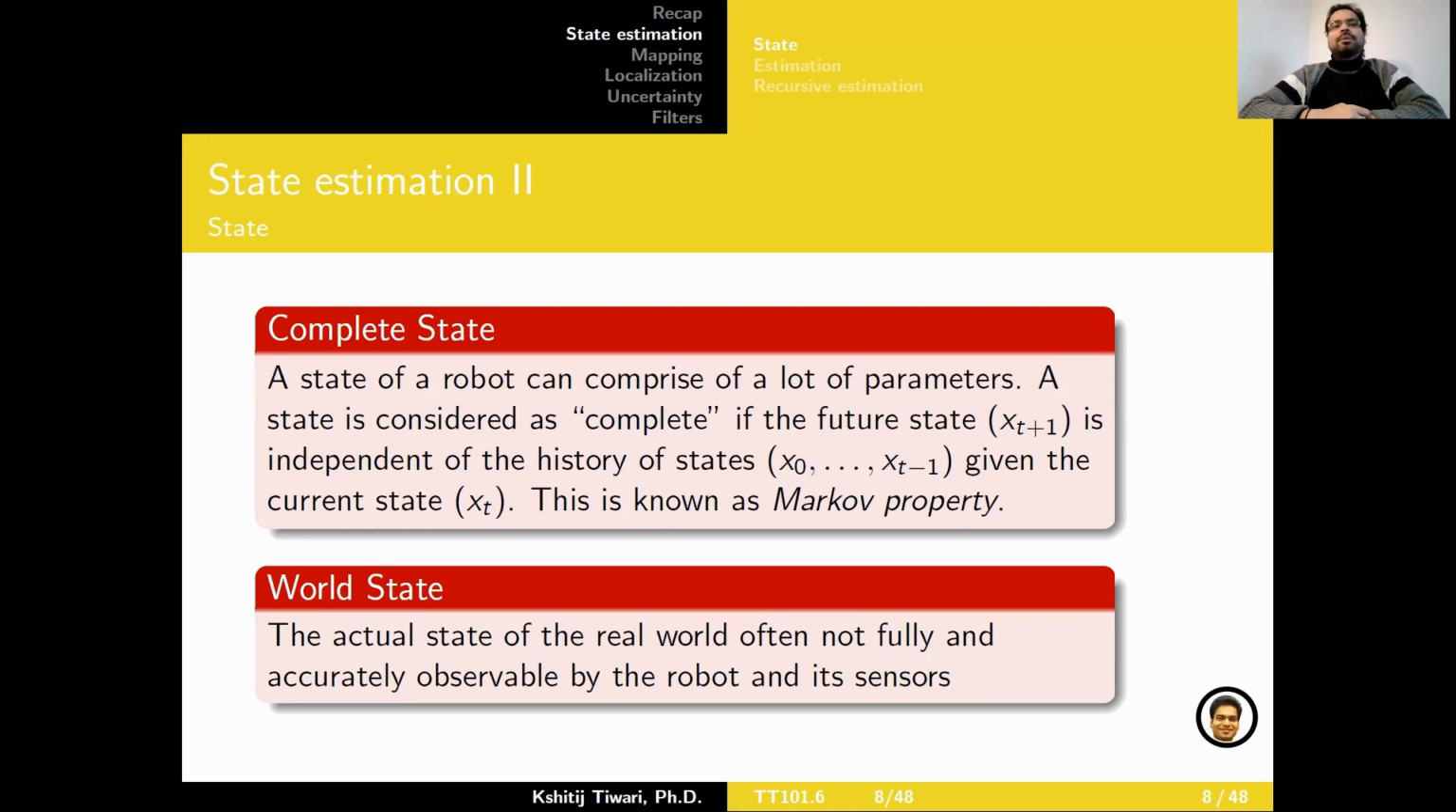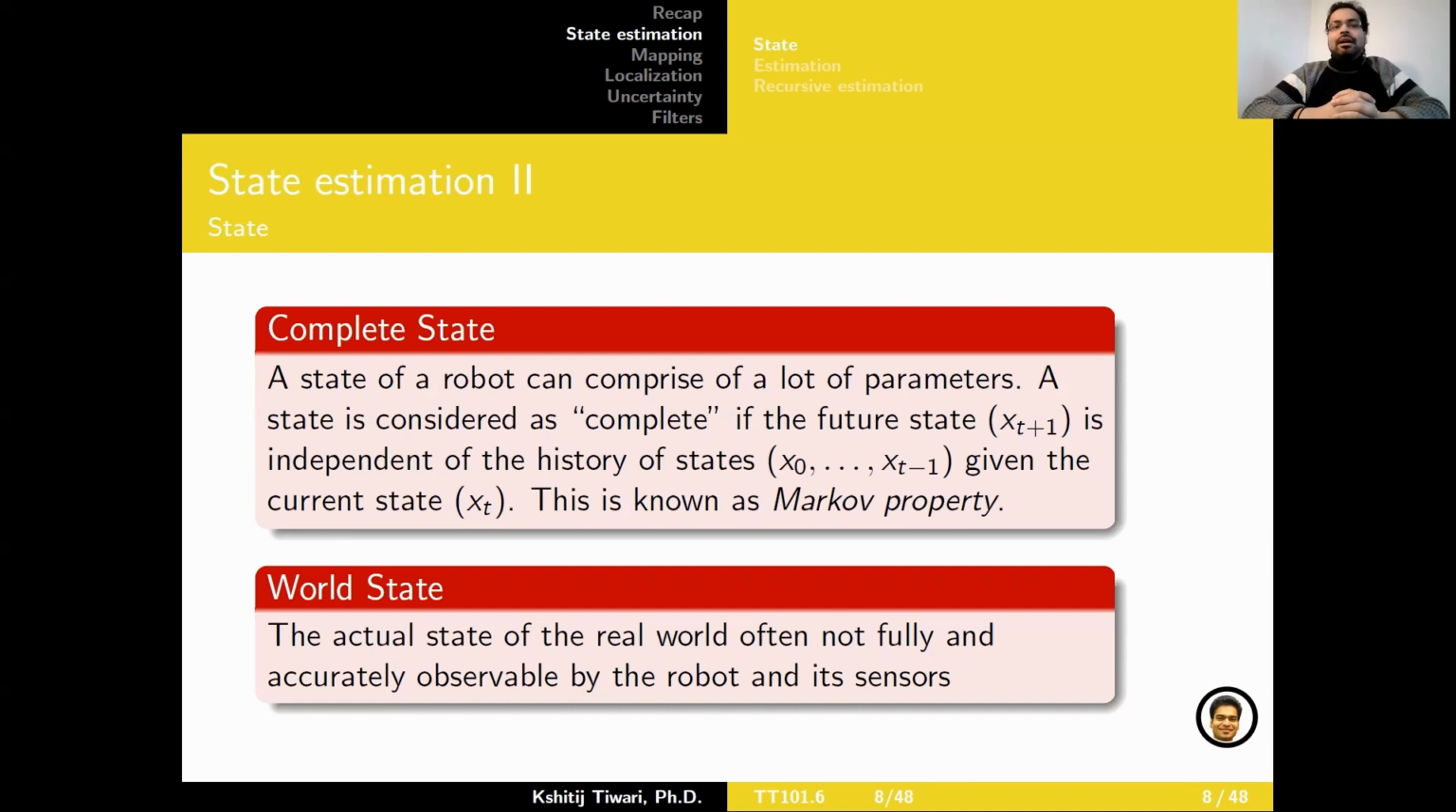So a state is considered to be complete if the future state at a time instant t+1, where t is the current instant, is independent of the history of all the states starting from x0, where x is the state and 0 is at t equals 0, so the start of the mission, and t-1 is the previous instance. So if you are able to get rid of the entire history and you're still able to understand what the next state is going to be based on the current state, then you have a complete state. And this is known as the Markovian property, where the future is independent of the past.